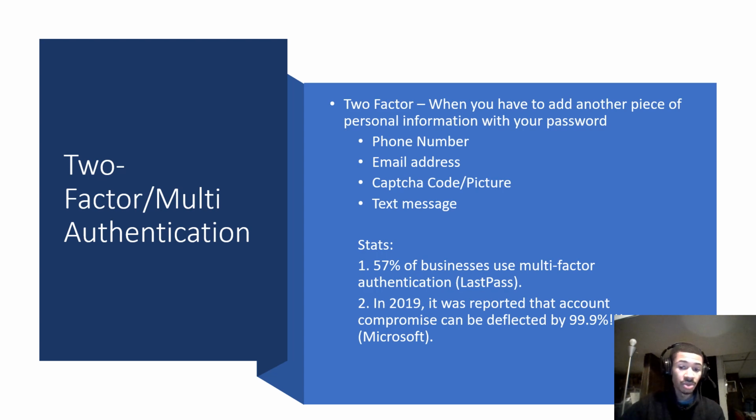And then I've also included another source in 2019. It was reported that account compromise can be deflected by 99.9% just by using two-factor and multi-authentication. So I know some sites out here, they don't require you to use multi-factor authentication. They're saying, oh, remind me later. Don't click those buttons. Make sure that you're clicking those and you're complying with the things that are being asked of you, because as stated, 99.9%, that's almost guaranteed that it helps prevent account compromise.